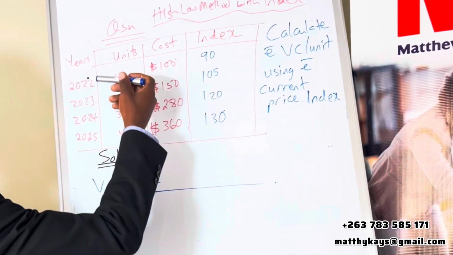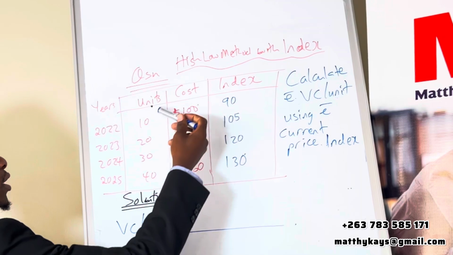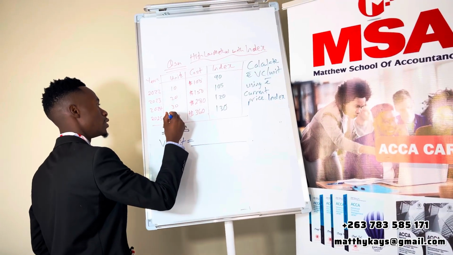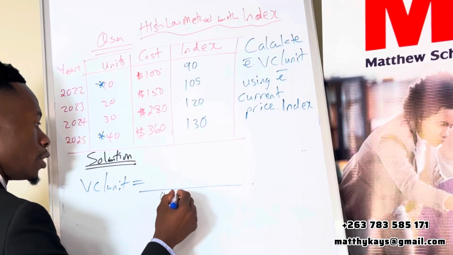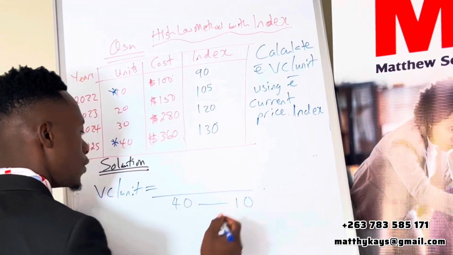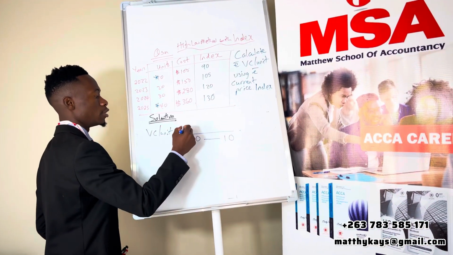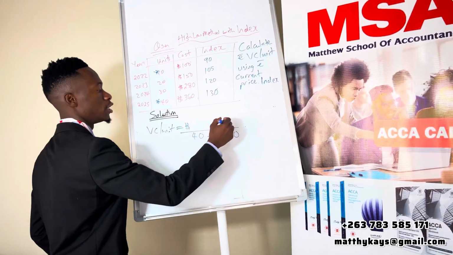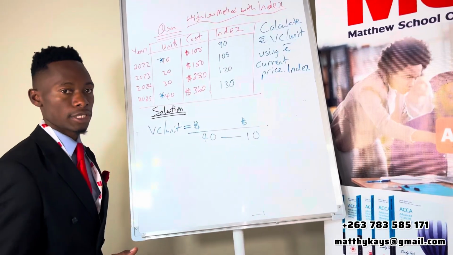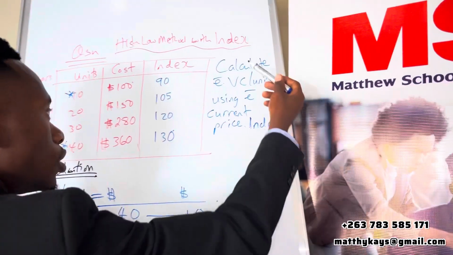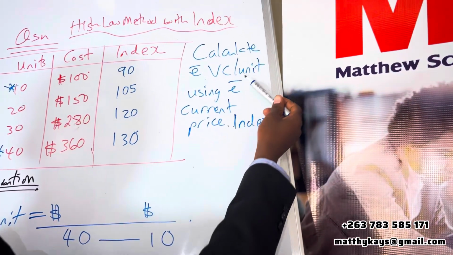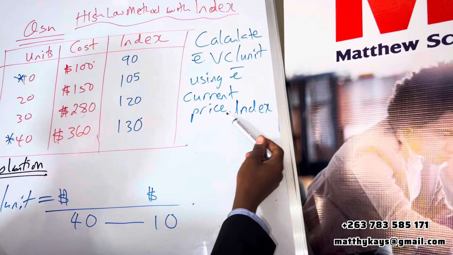Looking at this, these are the years, these are the units. So the highest units here is 40 and 10. So this will be 40 minus 10. Then you want to take the cost here, the cost for 40 and the cost for 10. But they are indexed here. Let's read the question again. Calculate the variable cost per unit using the current price index.